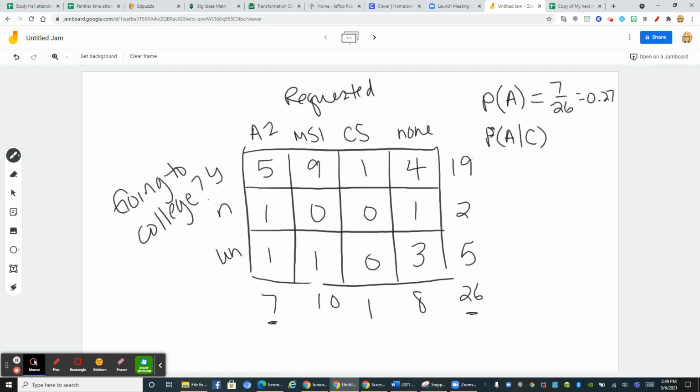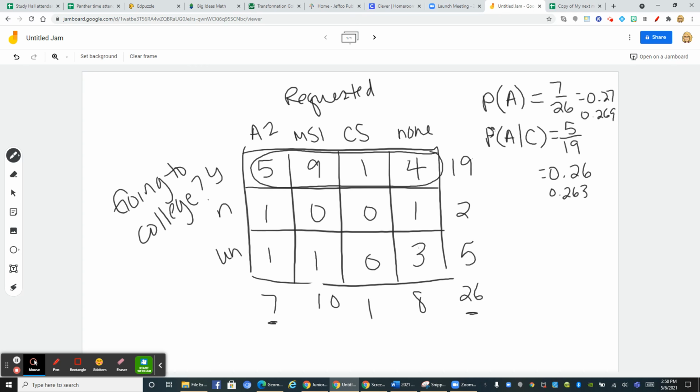Then we're going to look at the people who plan to take Algebra 2, given that they plan to go to college. So that's only going to be this row right here. That's going to be 5 out of 19. So 5 divided by 19 equals 0.26. These numbers are very, very close, especially given that I rounded. So the first one was more like 0.269, and this one is 0.263. I'm going to call those equal and say that these are independent.